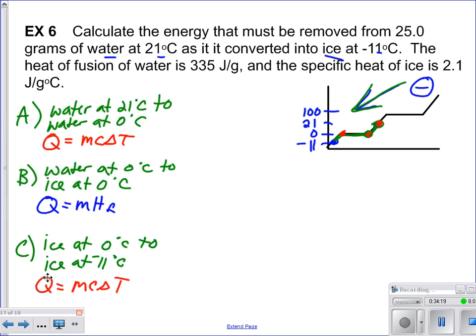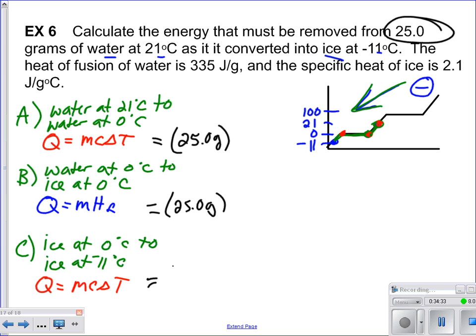Let's go ahead and plug in some values. I am going to be efficient and know that my mass doesn't change. 25 grams, 25 grams, 25 grams. Now I'll continue with just A, just the first part.